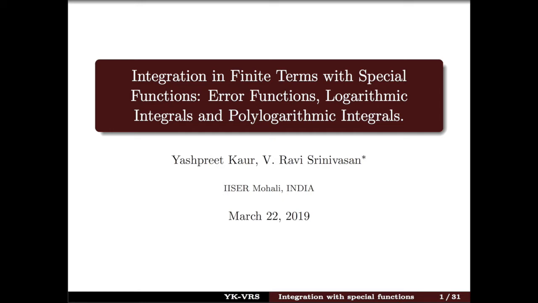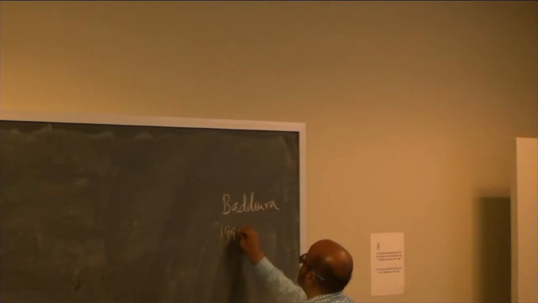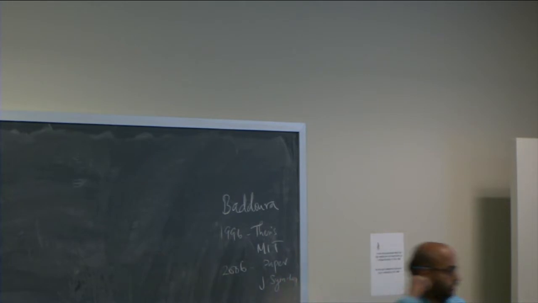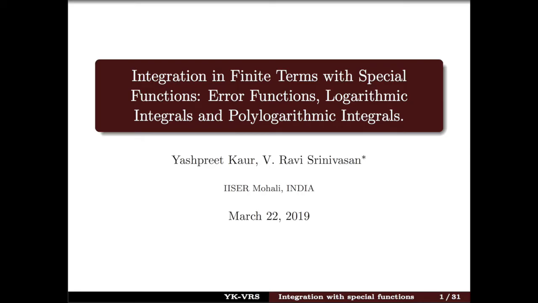This mathematician, I don't think he is in academia now, but around 1996 is his thesis, I think at MIT, and then in 2006, after 10 years, the paper was published. I think it is in the Journal of Symbolic Computation. This paper was brought to me by my PhD student. The paper is essentially doing integration in finite terms with dilogarithmic integrals.